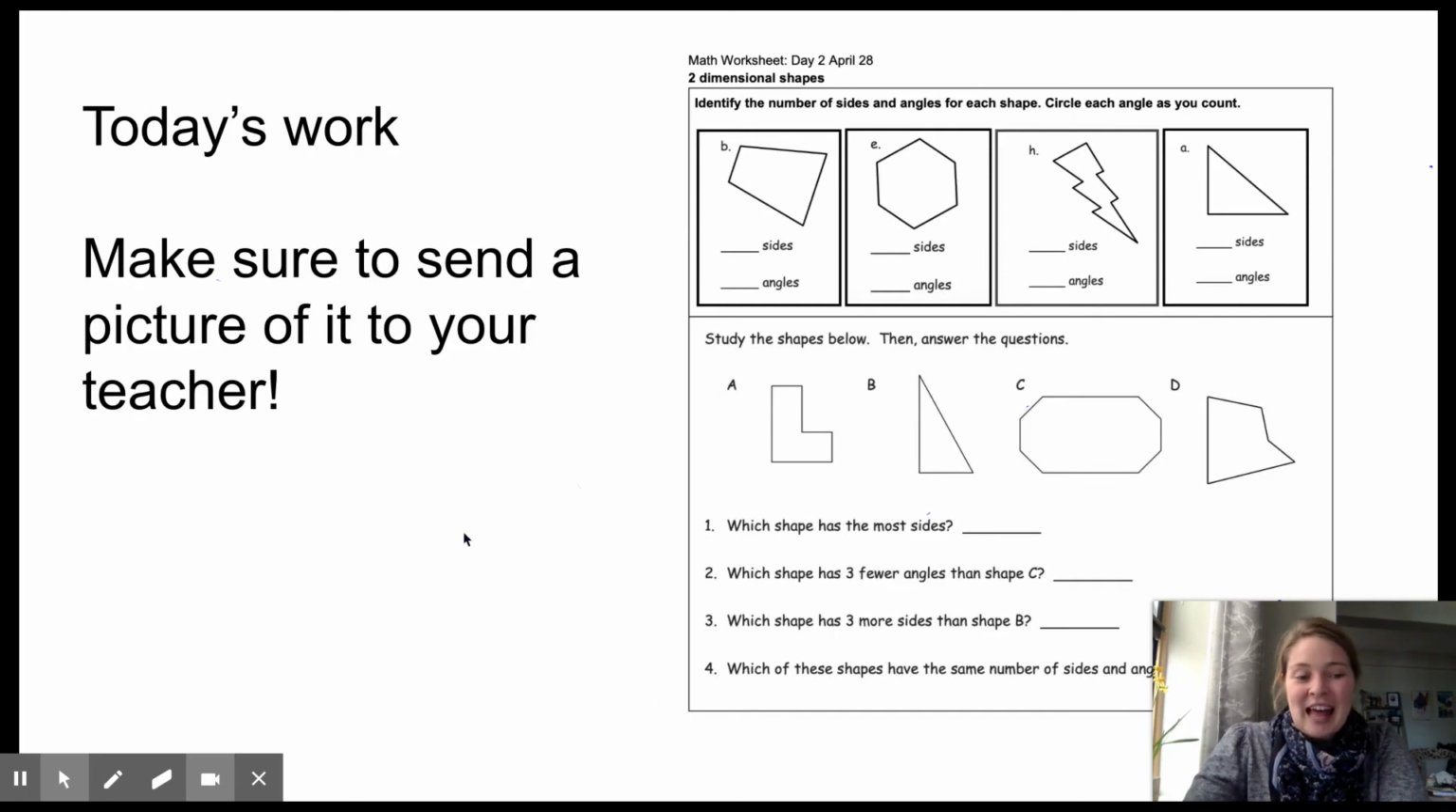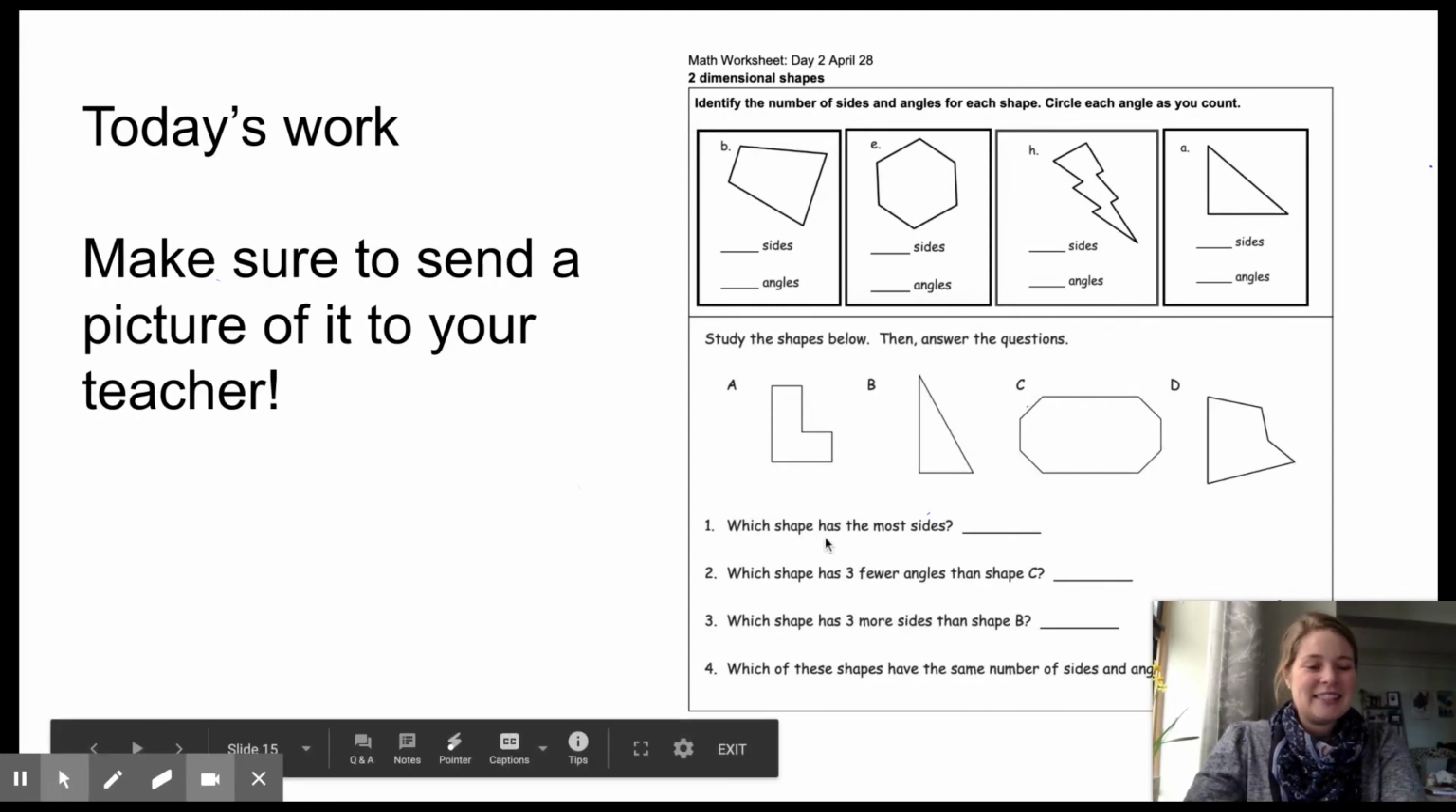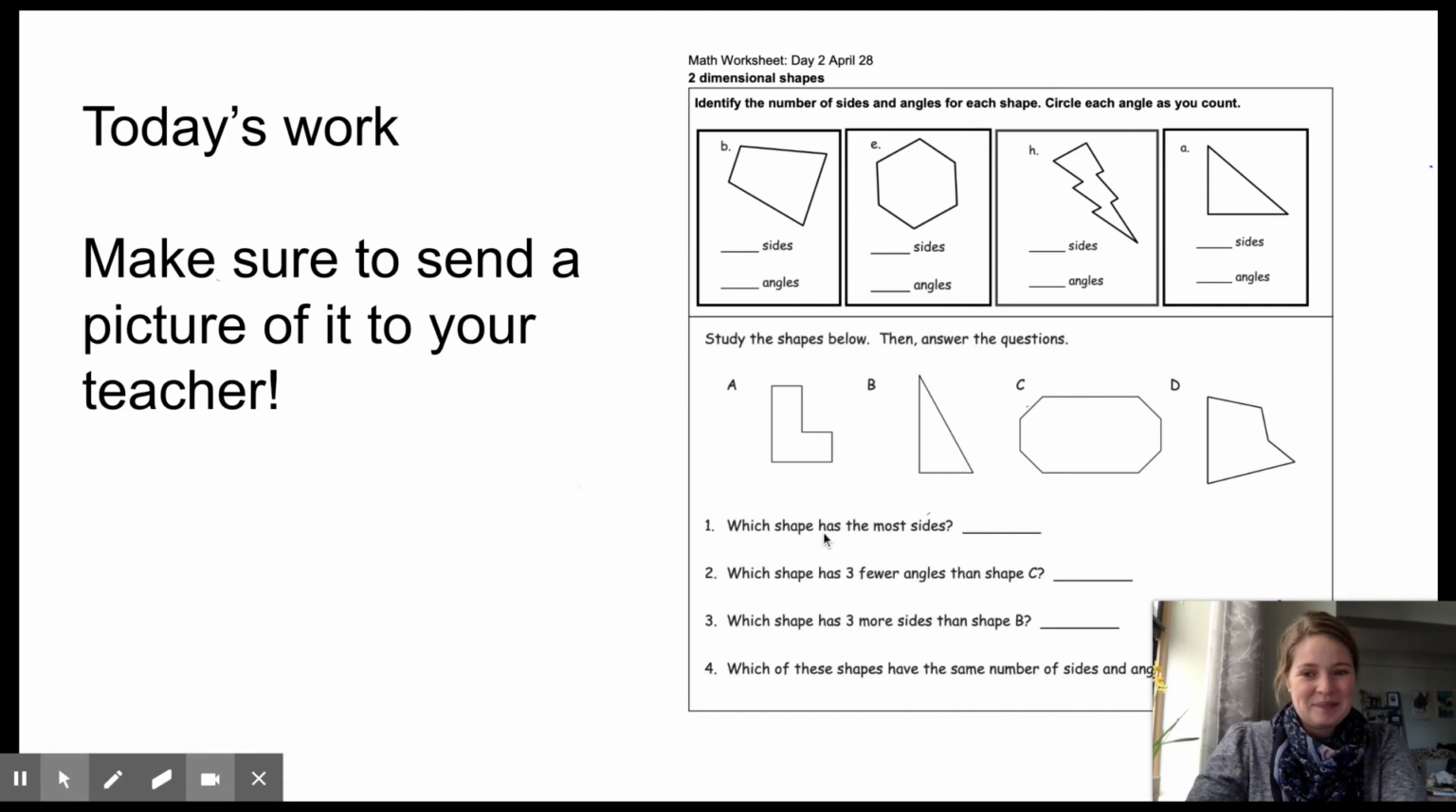Today's work looks a lot like the work we just did. In your packet, it says Math Worksheet, Day 2, April 28th. First, you'll identify the number of sides and angles for each shape up here. Circle each angle as you count them so that you can keep track. Then you're going to study the shape below and answer the questions that go along with them. Once you're done, take a picture of your work and send it to your teacher so we can keep track.